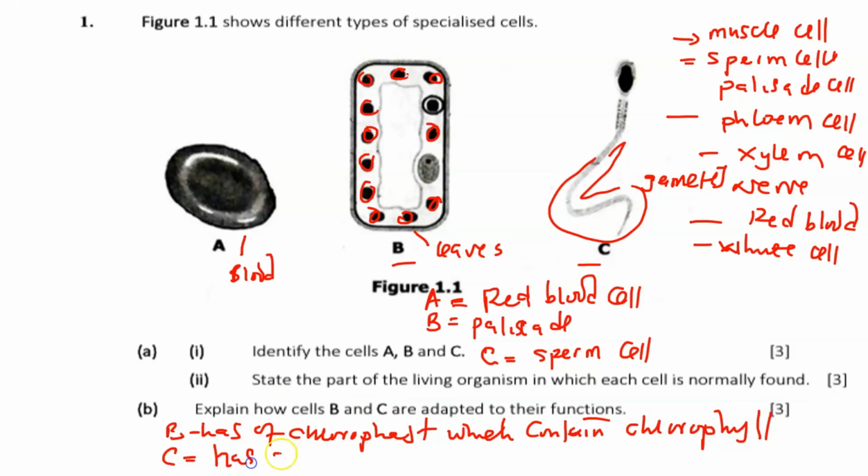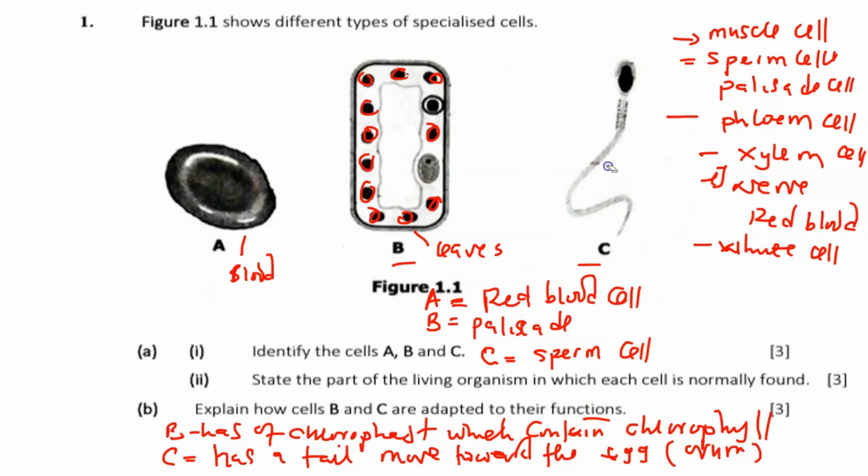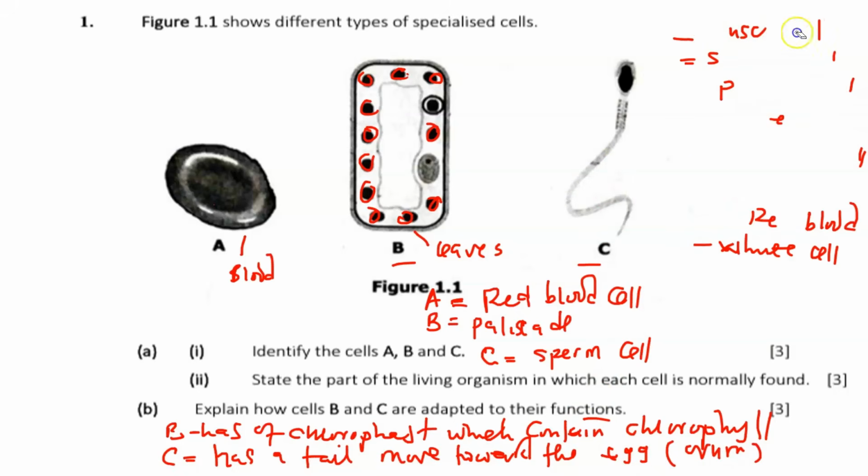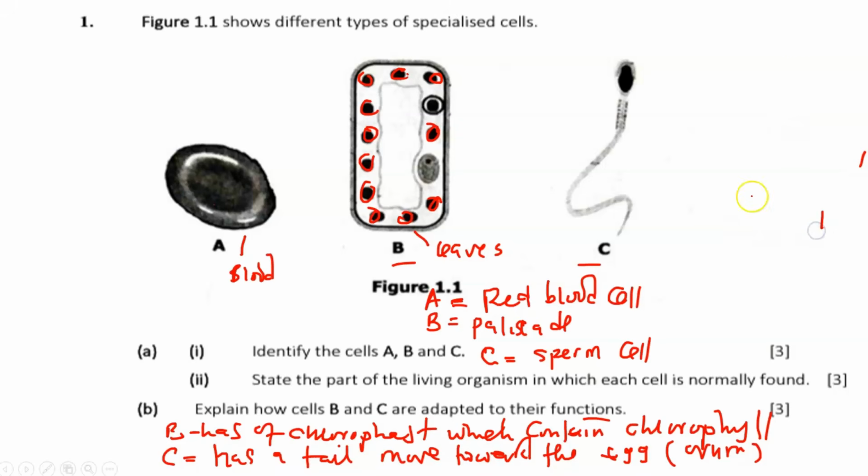So it has a tail, not only a tail, but a long tail, to help it move towards the what? The egg, or you can say the ovum. So that is the adaptation that it has, one. Then the other adaptation is that it has numerous mitochondria. It has a lot of mitochondria, and you know that mitochondria provides energy. So it has a lot of mitochondria to provide energy.